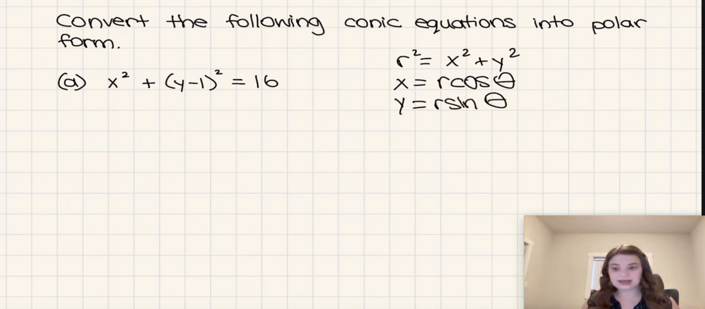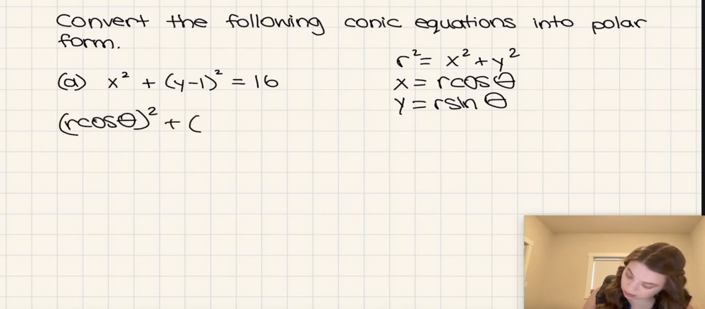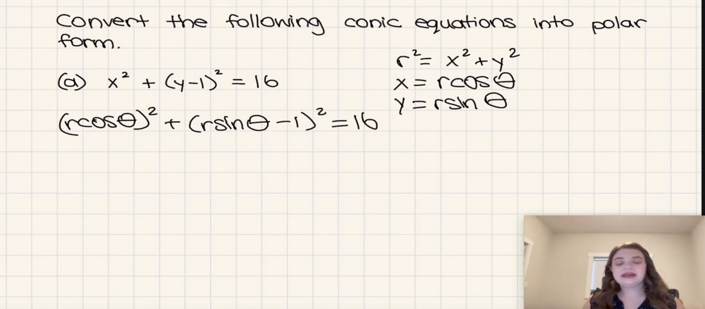So for my very first step, all I'm going to do is plug in r cos theta for x and r sine theta for y. Okay, so here we're going to have (r cos theta) squared for the first one plus (r sine theta minus 1) squared for the second part is equal to 16. And now I'm going to expand this by squaring and simplifying.